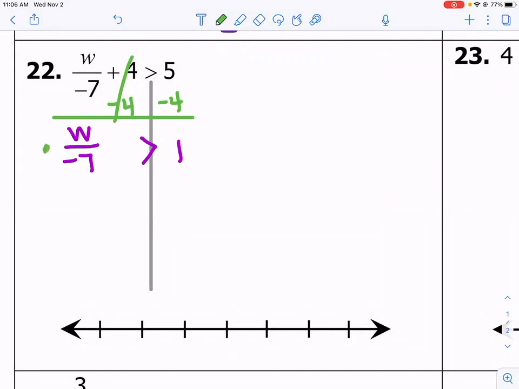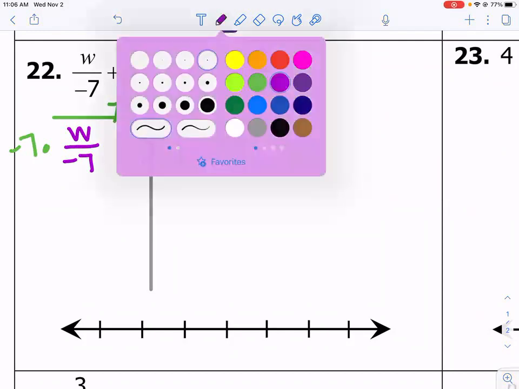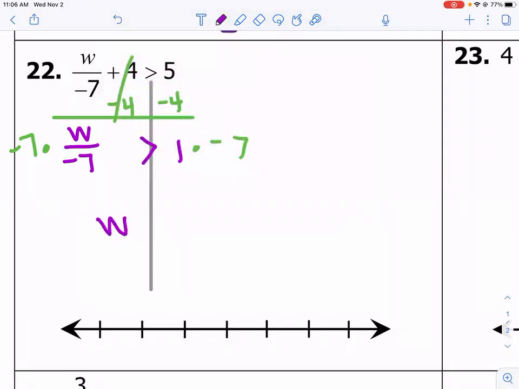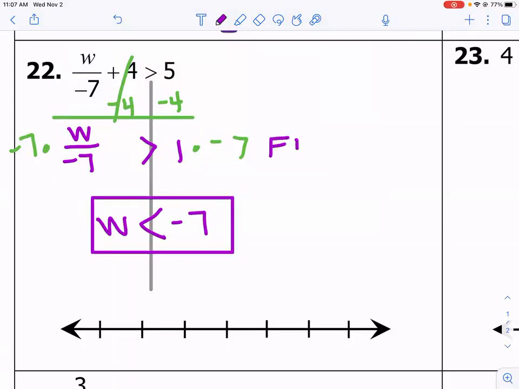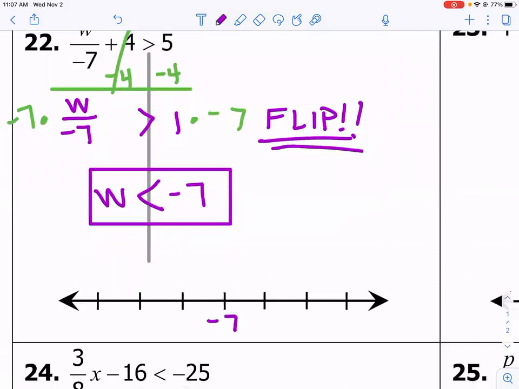We multiply by -7, which means W is less than -7. We have to flip the sign. Okay, so when we go to graph this, here's our -7. We have an open circle.